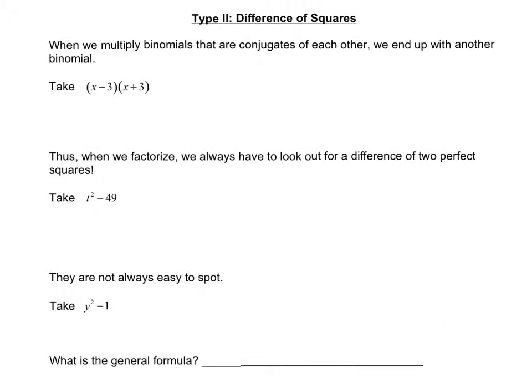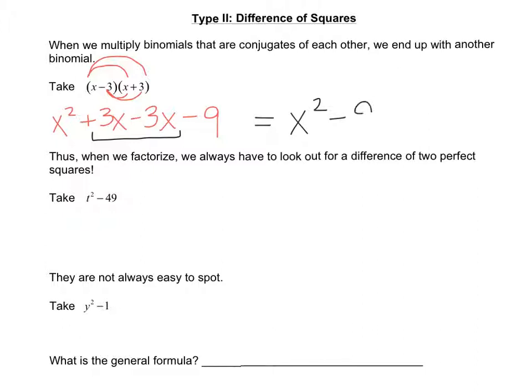And we've done this before with foiling. So let's FOIL or double distribute by multiplying each term. So we have x times x, which gives us x squared, and x times 3, which gives us 3x. Negative 3 times x, which gives us negative 3x, and negative 3 times 3, which gives us minus 9. Now here, if we notice, these two terms in the middle will disappear. When those disappear, we're left with just x squared minus 9.